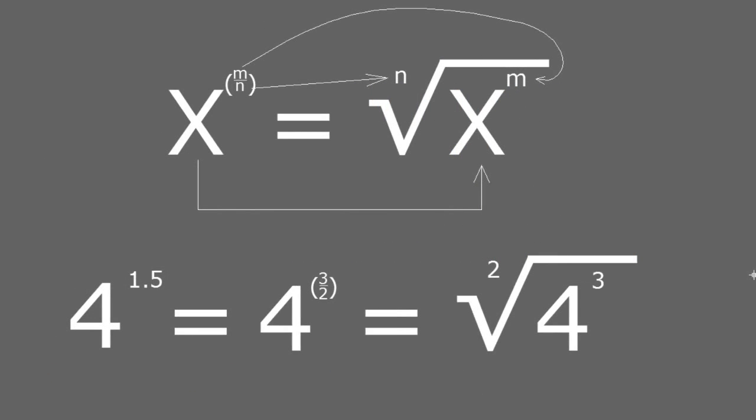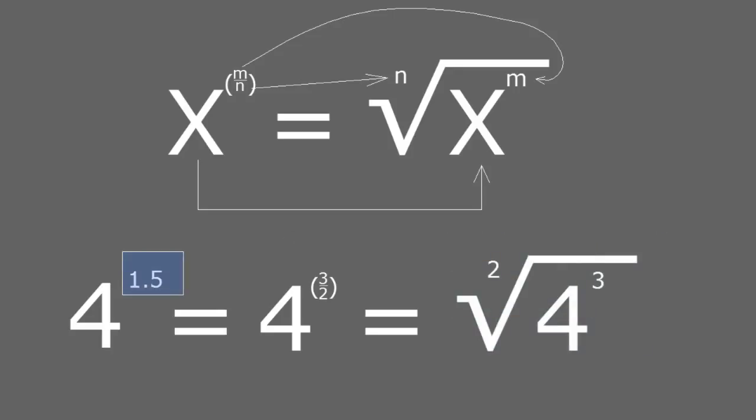In a previous example, we showed how when you have a number with an exponent that is not an integer, you can change that into a fraction, and then that fraction you can change into a radical or a root. So first, if we have 4 with an exponent equal to 1.5, we must express that as a fraction in order to change it to a radical or a root.